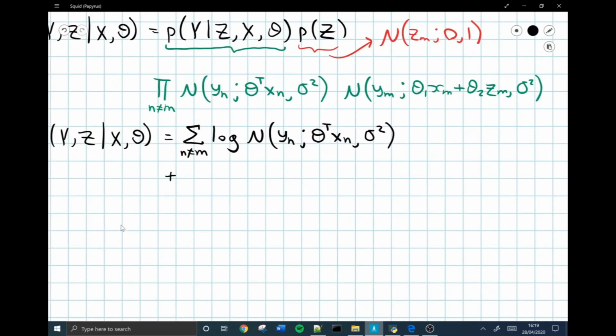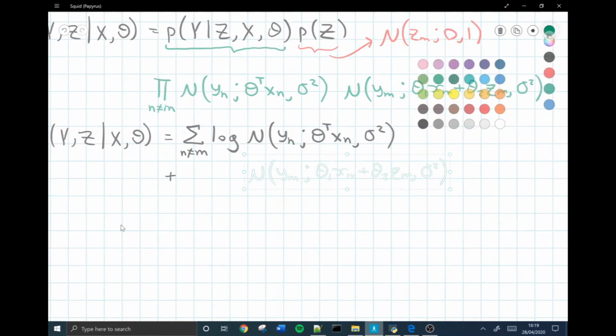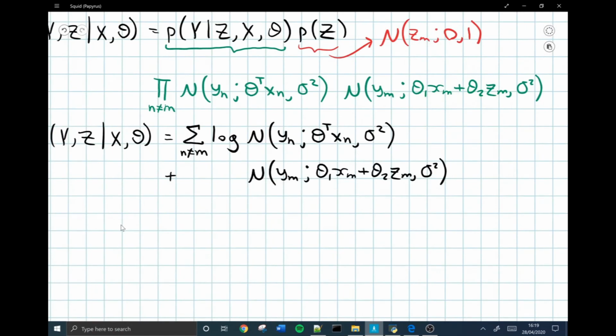Let's say plus this thing, which includes our missing data point. And again, we've taken the logarithm, and then plus log of this thing, which is the prior over Zm.